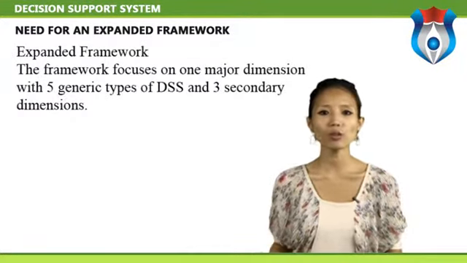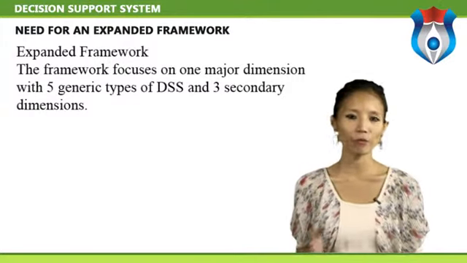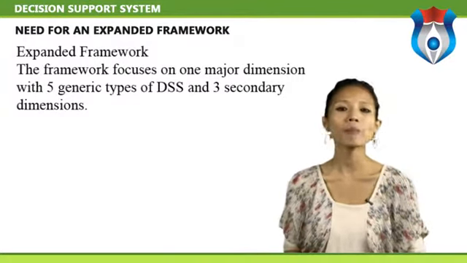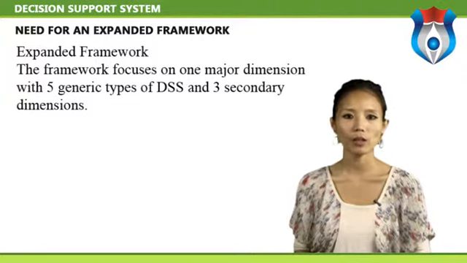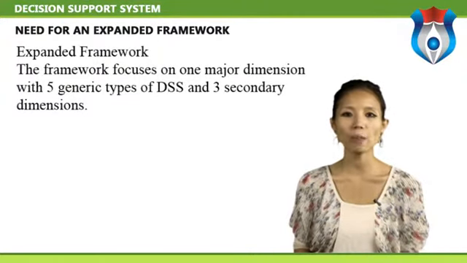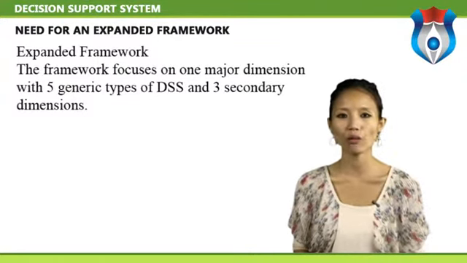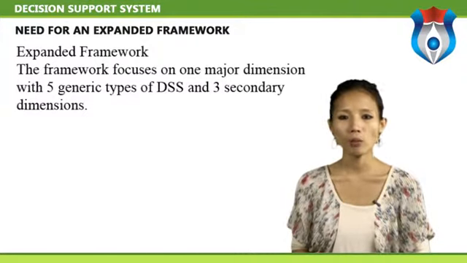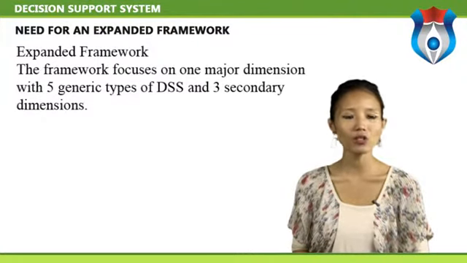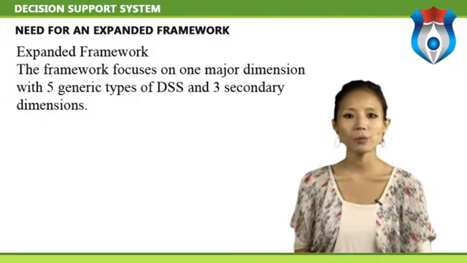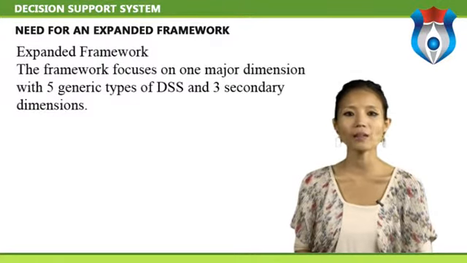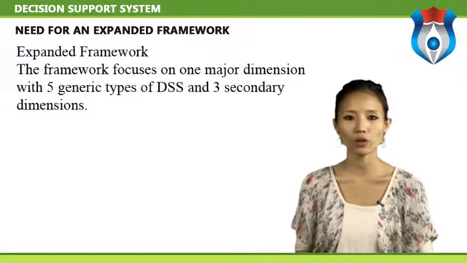The framework focuses on one major dimension with 5 generic types of DSS and 3 secondary dimensions. The primary dimension is the dominant technology component or driver of the decision support system. The secondary dimensions are the targeted users, the specific purpose of the system, and the primary deployment technology.